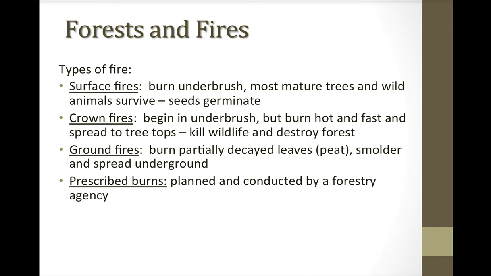Now, the fourth type of fire is called a prescribed burn. Prescribed burns are planned and conducted by forestry agencies, and they're used to clear out the underbrush to make sure that surface fires don't turn into crown fires. We'll talk about that a little bit later.